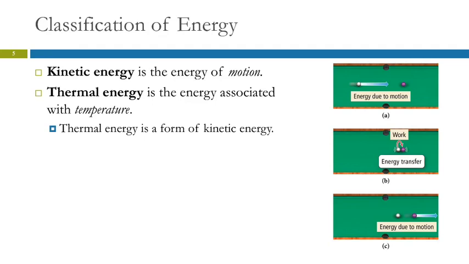There are different kinds of energy. Kinetic energy is the energy of motion. Thermal energy is a kind or a subset of kinetic energy. Thermal energy is associated with the temperature of an object. And so as a temperature, it is the average kinetic energy of the particles.